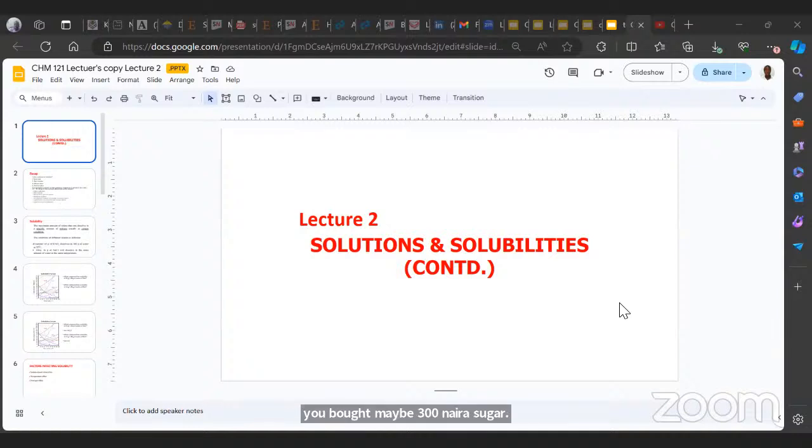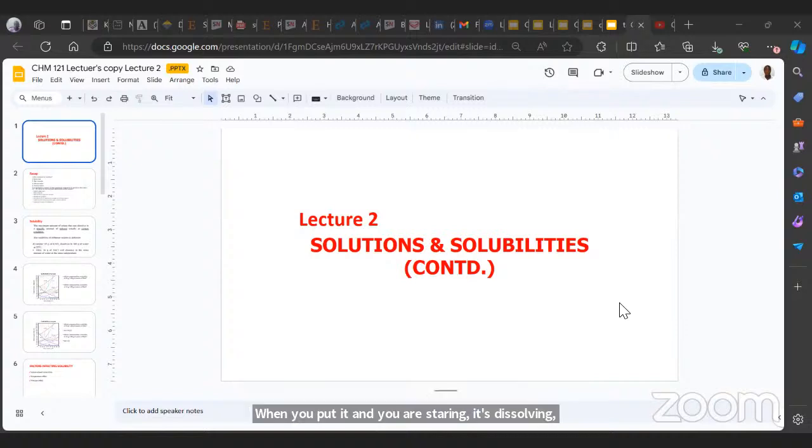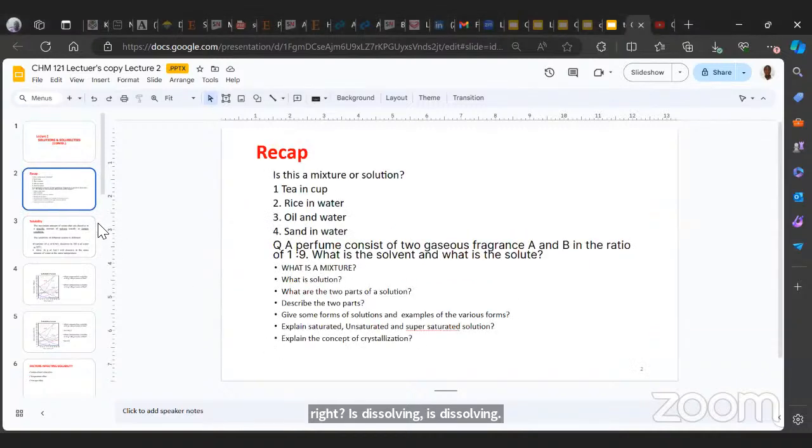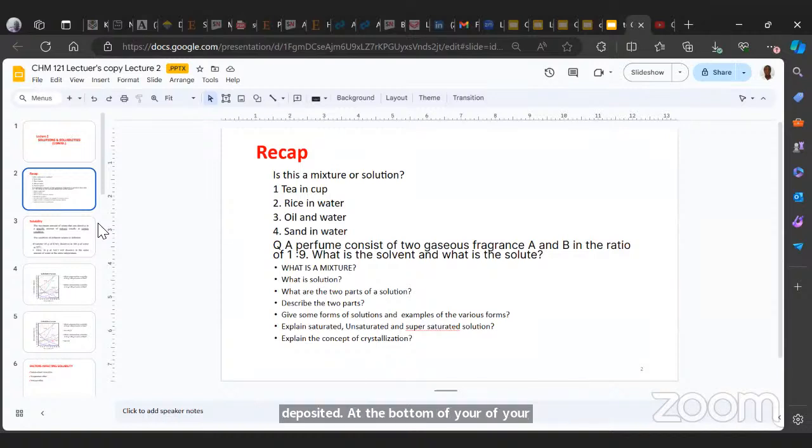You started pouring it small. You pour the first 100 naira sugar or the first cube of sugar and you are stirring. When you pour it and you are stirring, it's dissolving, right? And then a point comes. It gets thicker. It starts thickening, but you don't see anything deposited at the bottom of your teacup. You keep adding, you bought plenty sugar, you keep adding, keep stirring.